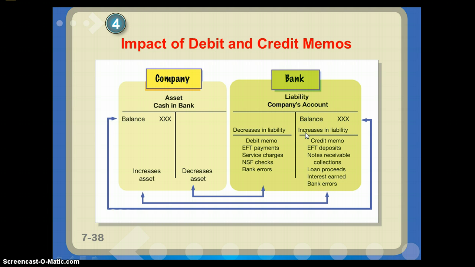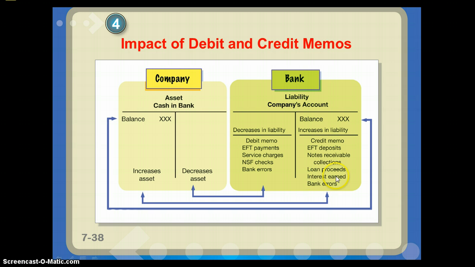The balance of the liability account is a normal credit balance for the bank. So things that increase the liability are credit memos, because it's got a normal credit balance. If it's going to increase the liability, when we deposit money, the bank's going to issue a credit memo. Notes receivable collections, when somebody owes us money and they give it to the bank, that's an increase in the liability for them. It's a credit memo.